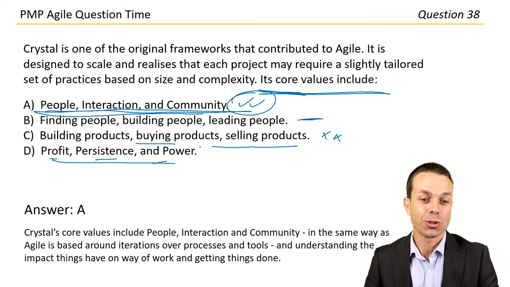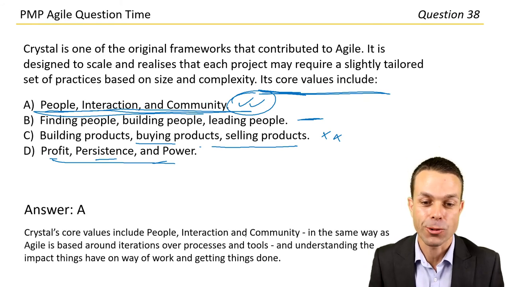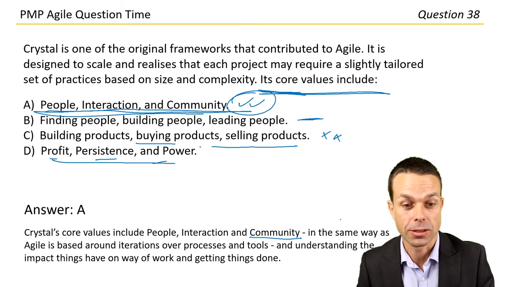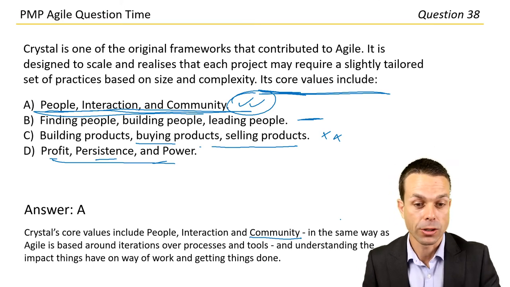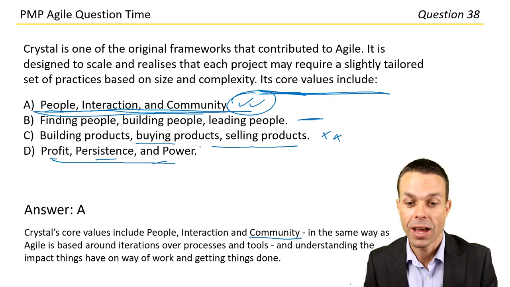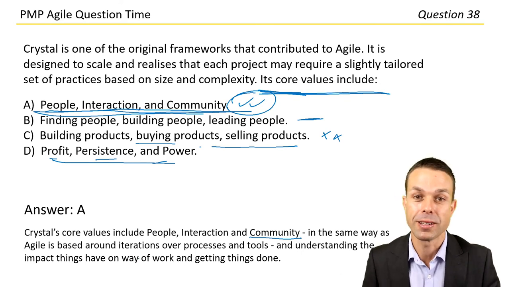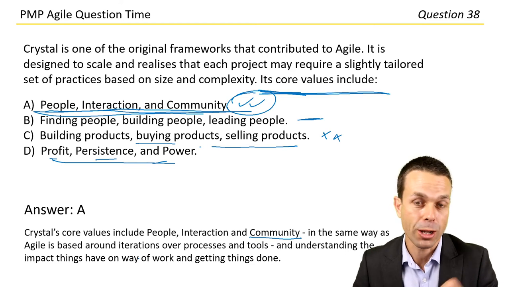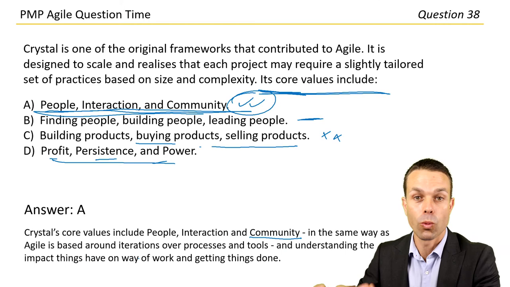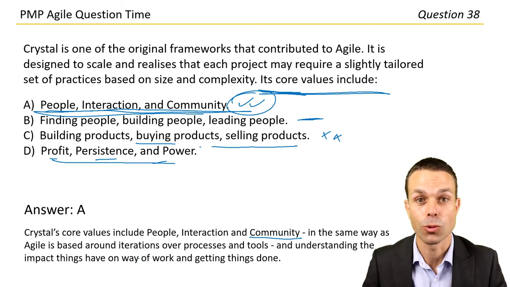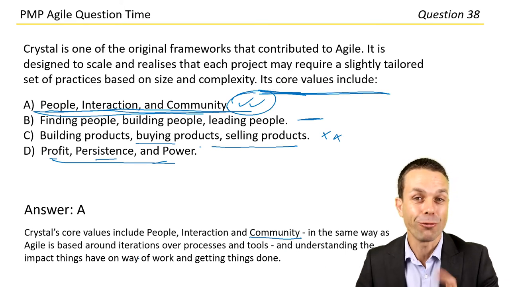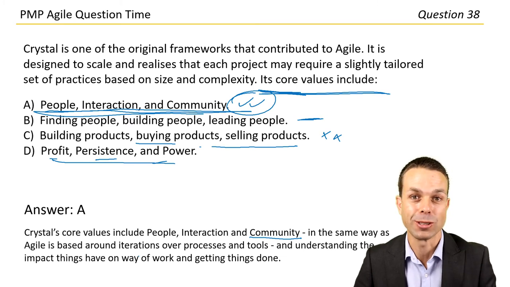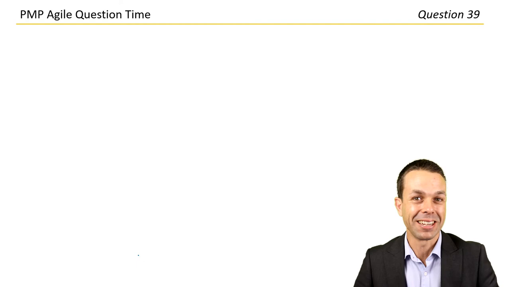Answer A. Crystal's core values include people, interaction, and community. In the same way as Agile is based around individuals and interactions over processes and tools, and understanding the impact that these things have on the work and getting things done. And that's one of the benefits of learning about Crystal, the impact on the way that you work, how that impacts the work that gets done. And you'll find that in your career as you work on projects and particularly Agile projects as well. How did you go? Let's get into the next question.